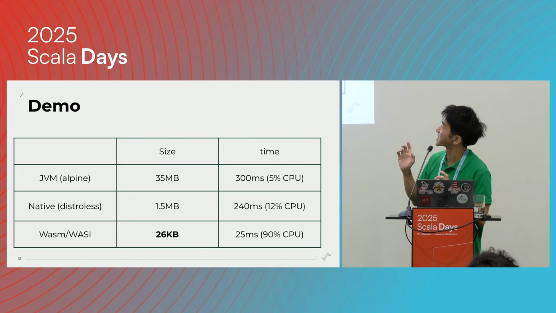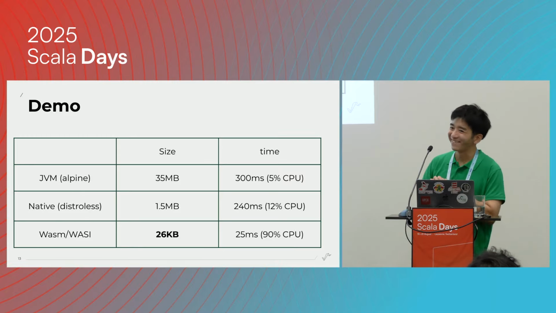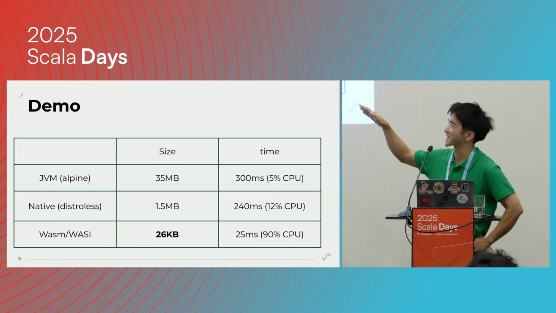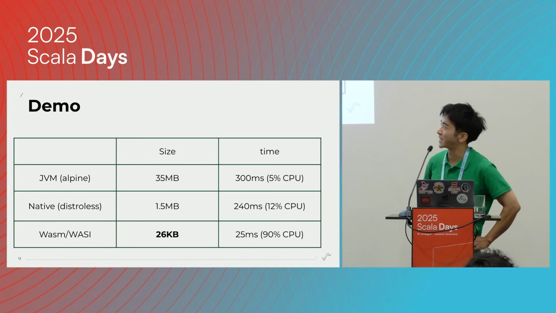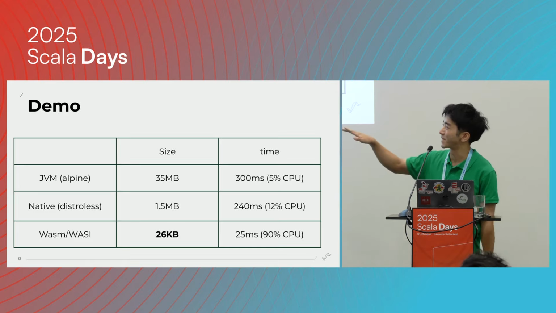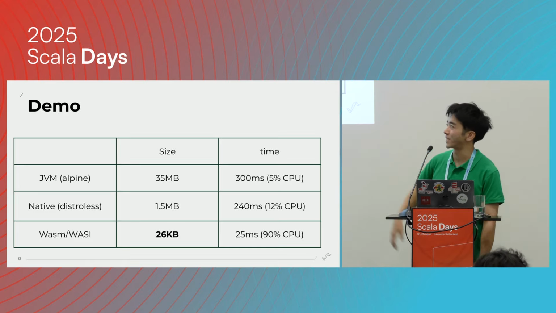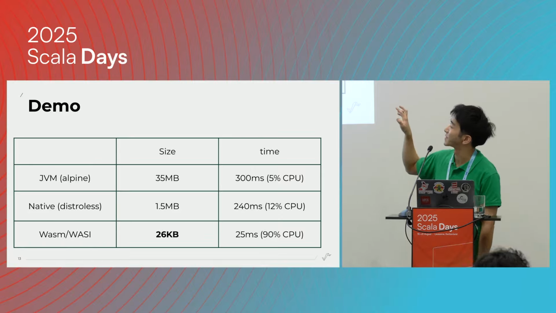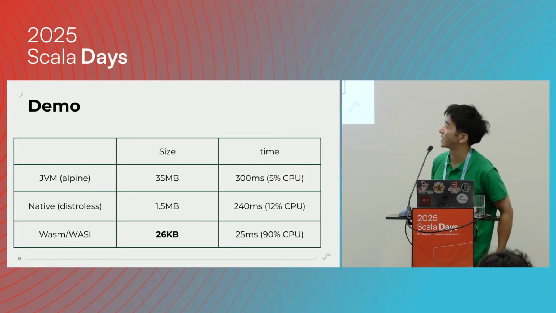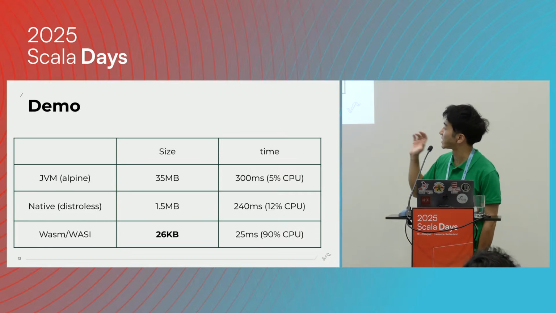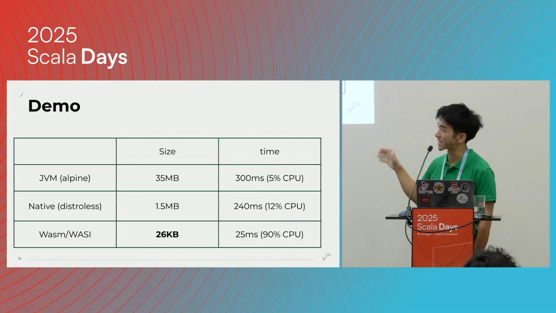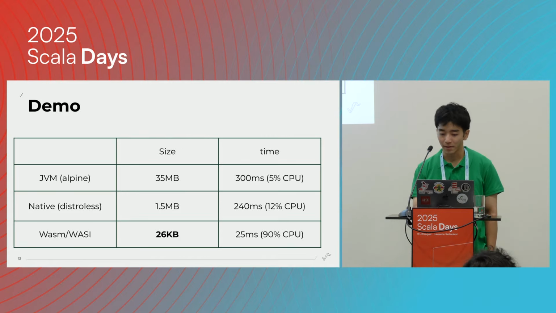All right. So actually, this is the summary. Because I experimented beforehand, and the JVM was 35 megabytes and native was 1.5 megabytes, but WASM and WASI was going to be much smaller, 26 kilobytes, and it takes much less time. Like JVM was 300 and native was 250 or something, and WASM and WASI was 25 or something milliseconds. So it's much, much faster, and it is already isolated.